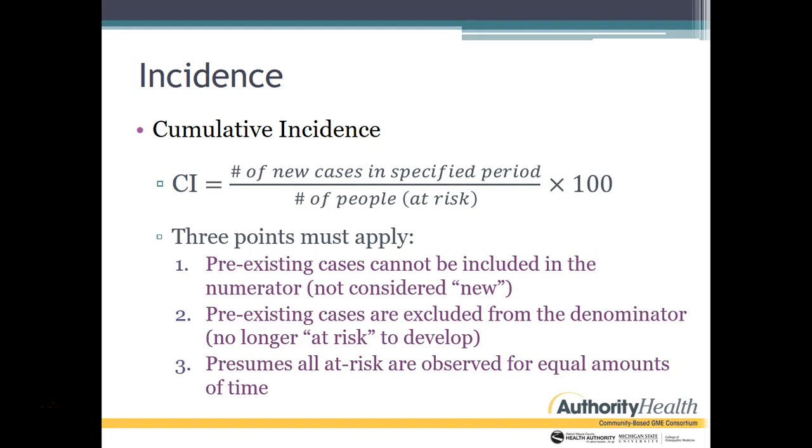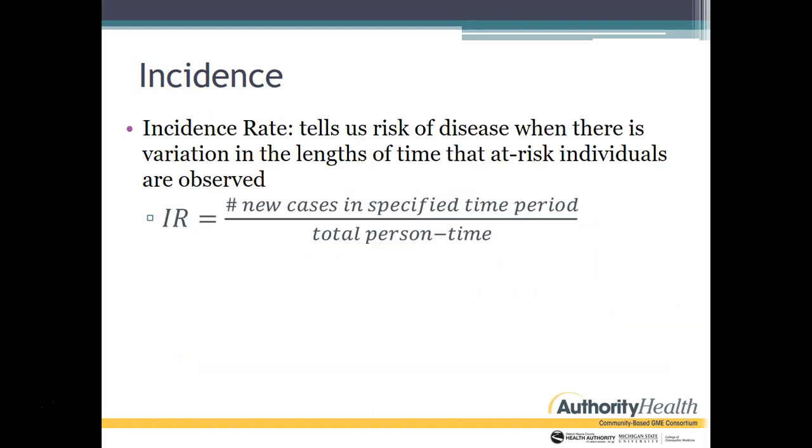And then cumulative incidence presumes that the at-risk population are observed for equal amounts of time. Like everyone's observed for 1 year, for example. Incidence rate tells us the risk of disease when there's a variation in the lengths of time that at-risk individuals are observed. So this would be expressed as the number of new cases, just like cumulative incidence, over the total person time.